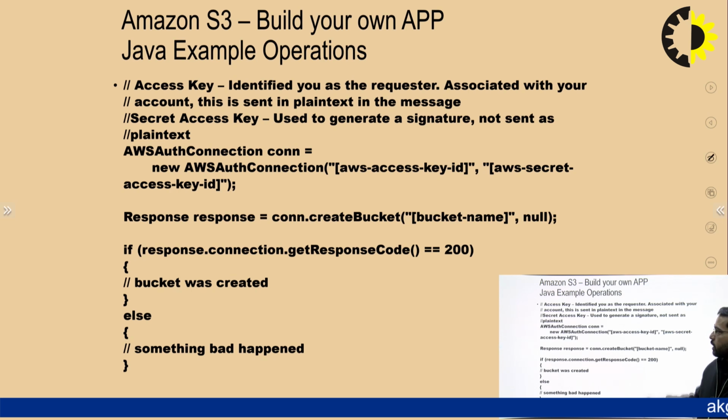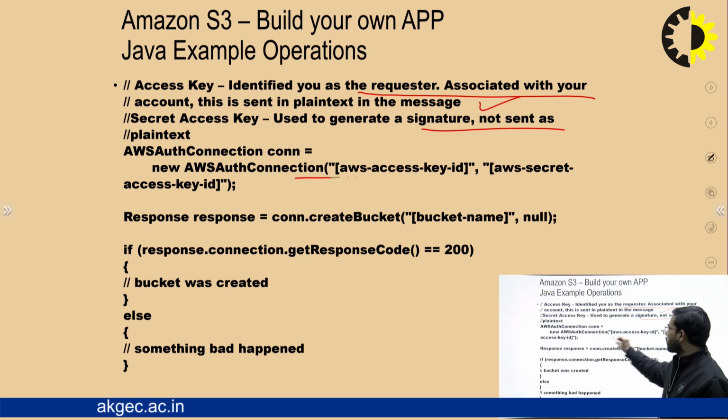For example, this is the code to build your own app, a Java example. Access key: identifies you, the request associated with your account. This is sent as plain text in the message. Secret access key: used to generate a signature, not sent as plain text. AWS authorized connection, new AWS authorized connection.